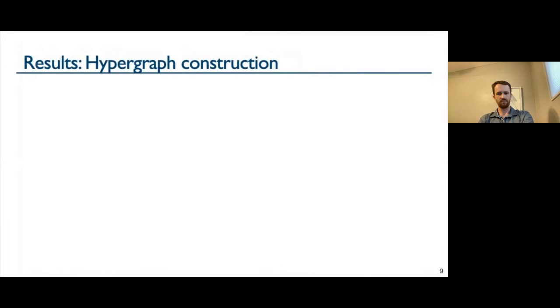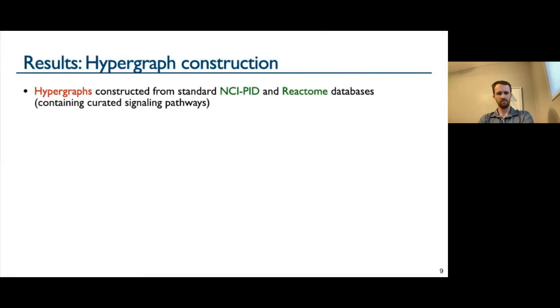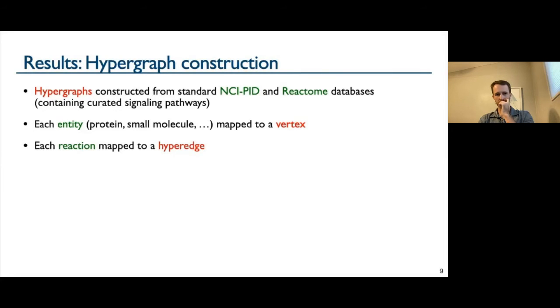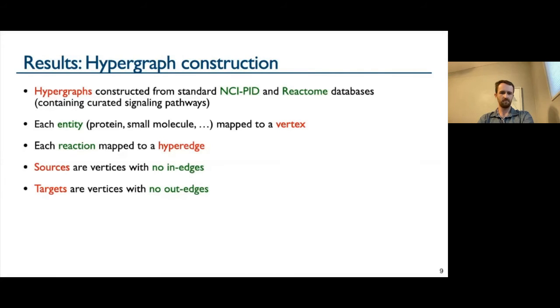To determine the quality of our heuristic in practice, we constructed hypergraphs using human-curated signaling pathways from standard pathway databases, NCIPID and Reactome. We map each entity, be it a protein or small molecule, to a vertex, and each reaction to a hyperedge. Any vertices with no in-edges we use as sources, and any vertices with no out-edges we use as targets. For each target instance, we will use all of the sources, but we are only trying to find a hyperpath to one target at a time.